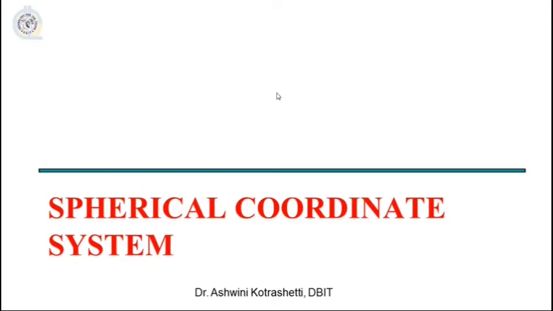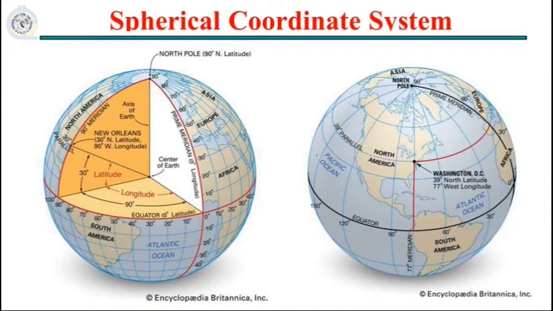So now we have arrived at the spherical coordinate system, and it's quite easy to understand if we consider a globe. There's a lot of knowledge we already have gained about the globe, how do we locate a place, and so on and so forth. So that's going to help us out.